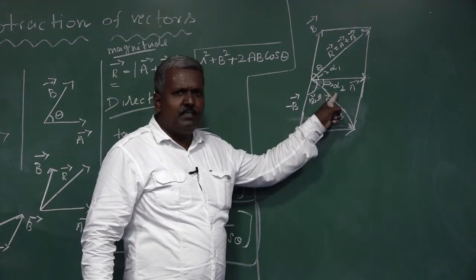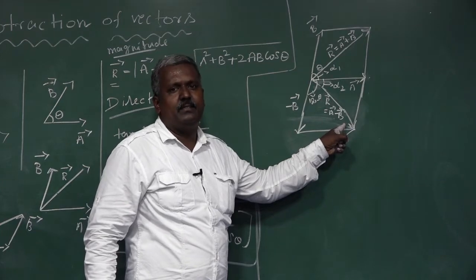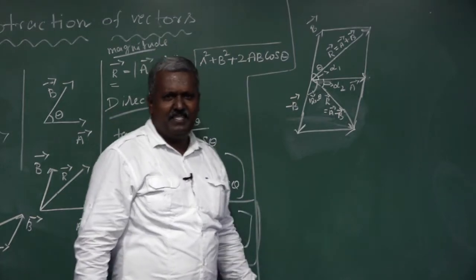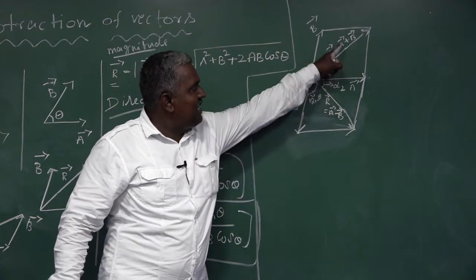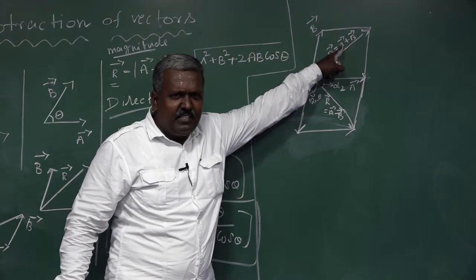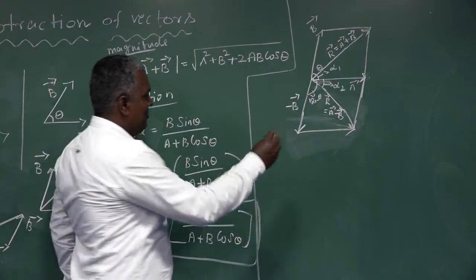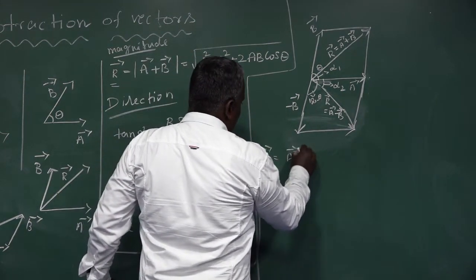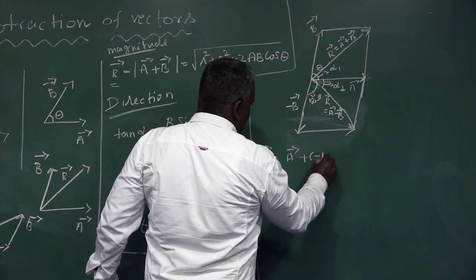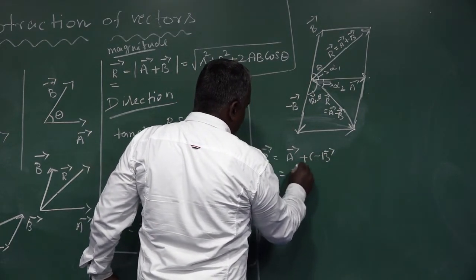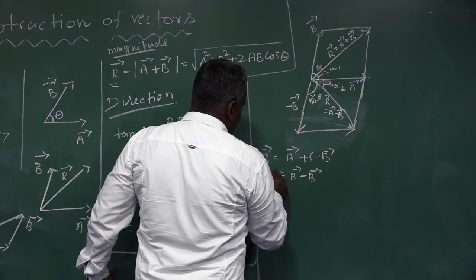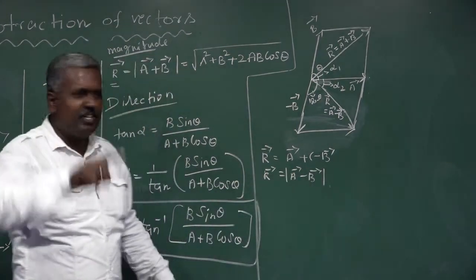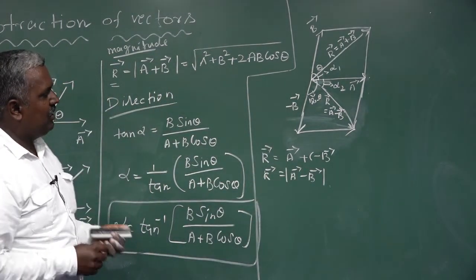Okay, that gives us the direction of this resultant vector. Clear? So this is the subtraction of vectors, A vector minus B vector. This is the addition of vectors, A vector plus B vector. That's all. So the R vector can be written as A vector plus minus B vector, which is equal to A vector minus B vector. The R vector is the modulus of A vector minus B vector. Already you have studied this in mathematics.